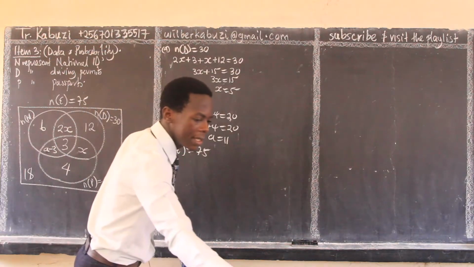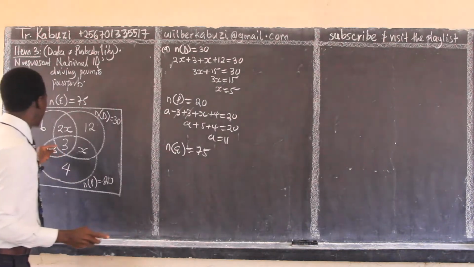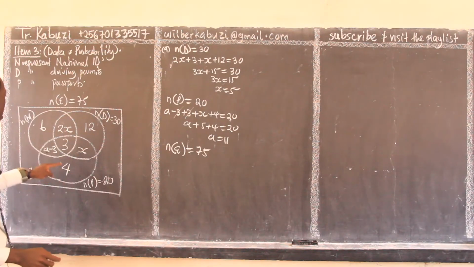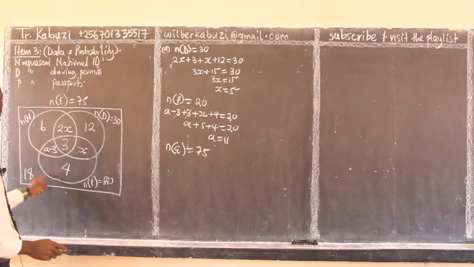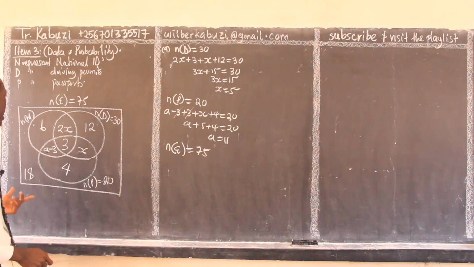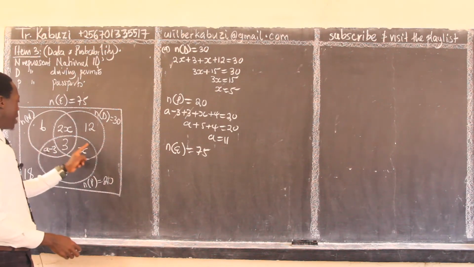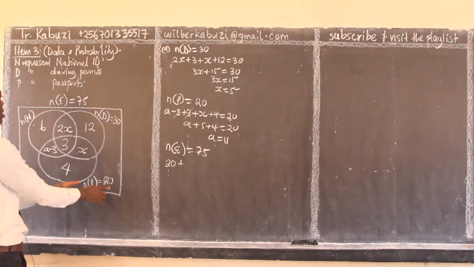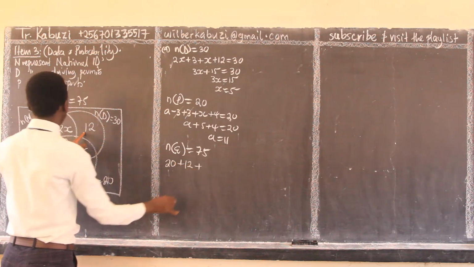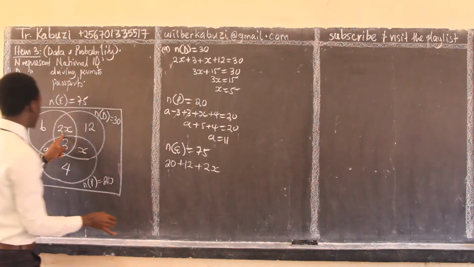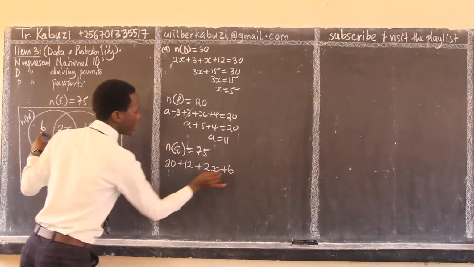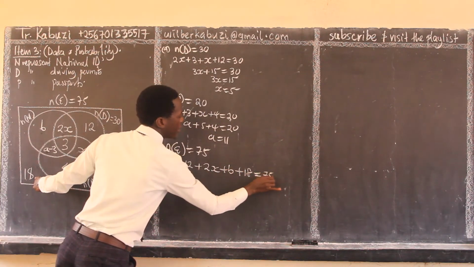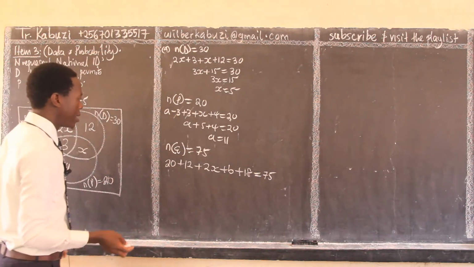Now how do we handle that with ease? What you do, you want this, so the whole of this set is going to be 30, or you can say the whole of this set is going to be 20. So 20 plus this, plus this, plus this will give you 18. So you can use that. So now we say these ones, they are 20 plus the whole of this is going to give us 20 plus 12 plus 2x plus b, then plus the 18, we are going to get 75. So after that, we can now just rearrange.